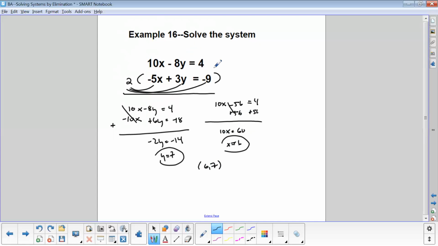So just to recap, remember you want to try to eliminate a variable and you pick which one. So since I could multiply negative 5 by 2 to give me the same numbers, just one's positive, one's negative, that will allow me to eliminate a variable. And then once I solve for that lone variable, for instance, y equals 7, I take that and substitute it back into the equation to find the x.